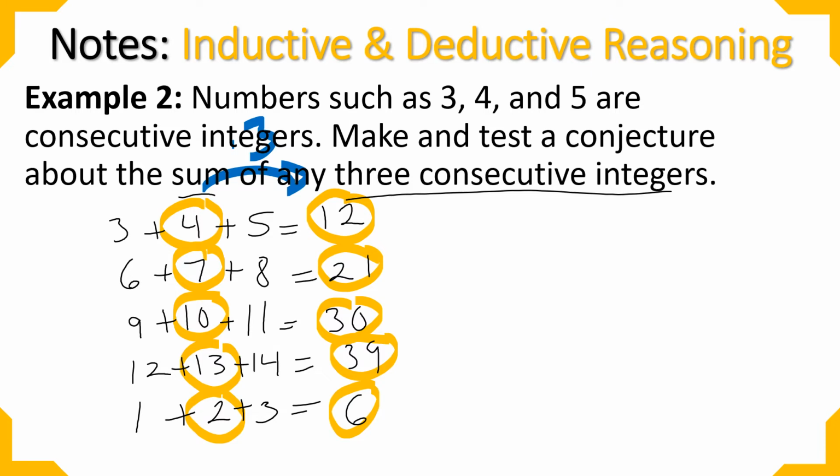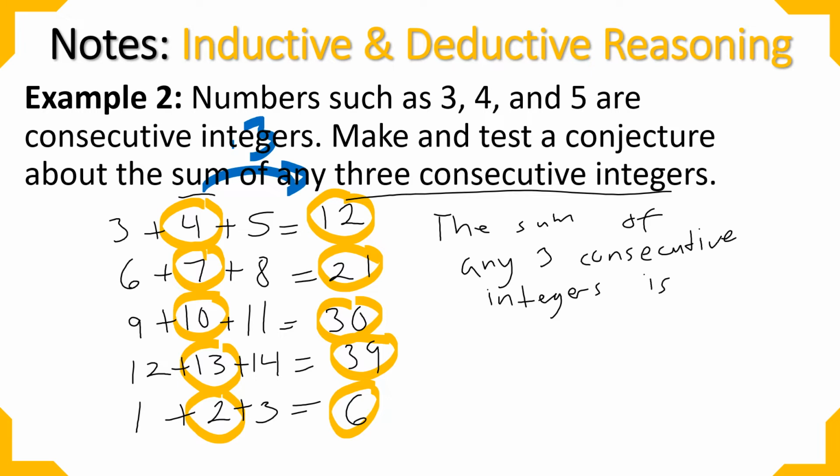So I can make a conjecture here. And my conjecture is going to say the following. The sum of any 3 consecutive integers is equal to the second number times 3. And that's it. Inductive reasoning.